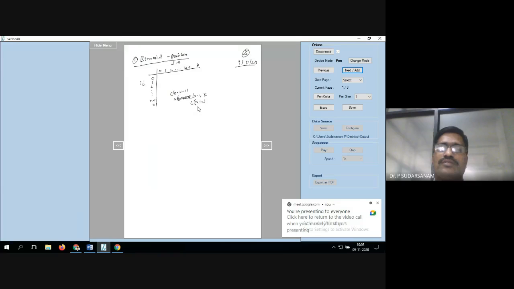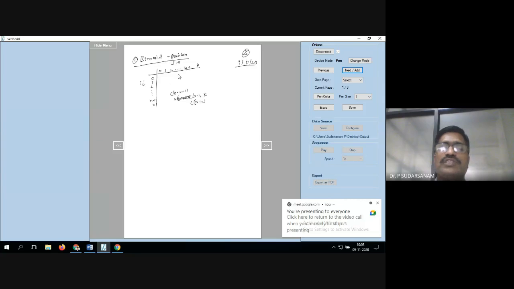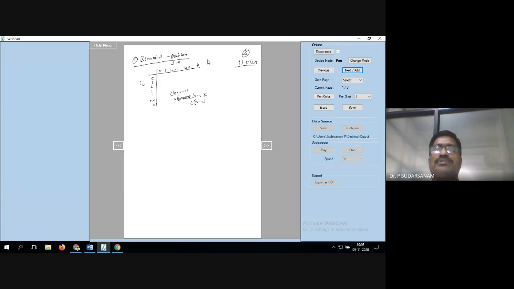So, understood this, how to write? You have the values 0, 1, 2, 3, 4, up to K for the J values. The I values are 0, 1, 2, 3 up to N, N minus 1. Now you need to compute this value C of N comma K, which is nothing but the nth row and K. That's it. You are seeing the table and you are writing. Your job is to remember 0, 1, 2, 3 up to K, and this one is 0, 1, 2, 3 up to N.